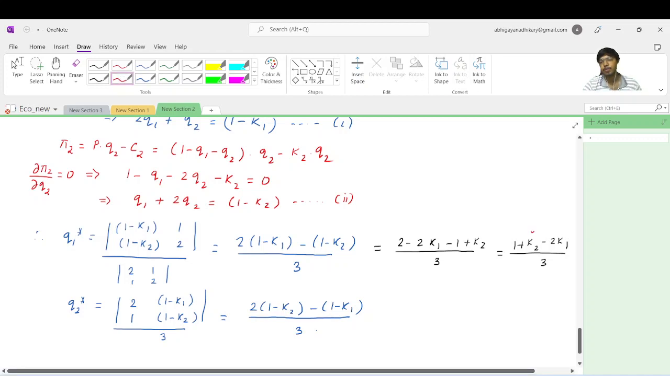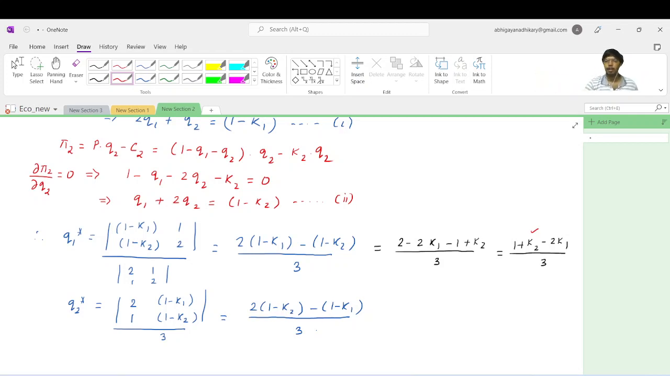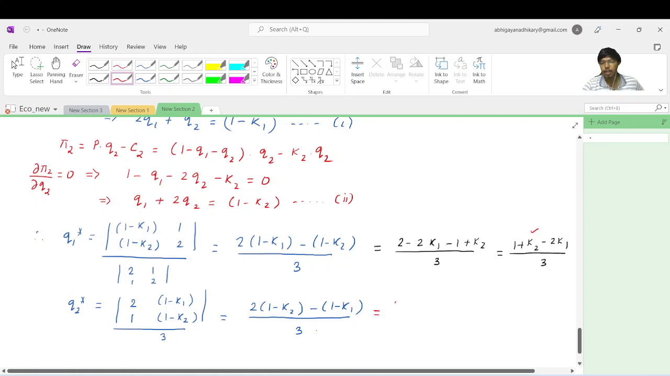So k2 is a positive number and k1 lies between 0 and half. So essentially 1 plus k2 is greater than 1, and this will be adding up. And similarly q2 star will be 2 minus 2 times k2 minus 1 plus k1 divided by 3. So this is 1 plus k1 minus 2 times k2 divided by 3.